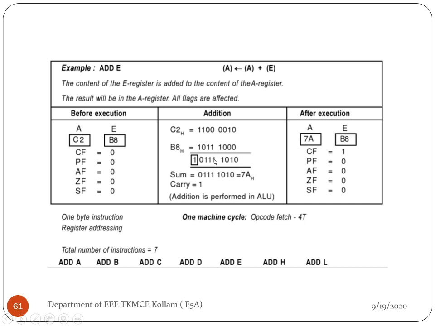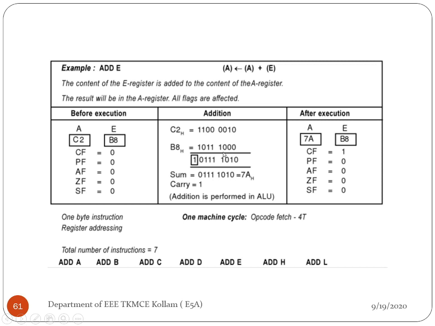After performing addition, the sum is obtained as 7A and carry is obtained as 1. After completion of this execution, the content of the accumulator will be the sum. What is the sum? 7A. And there is no change in the content of E, that is retained as B8.